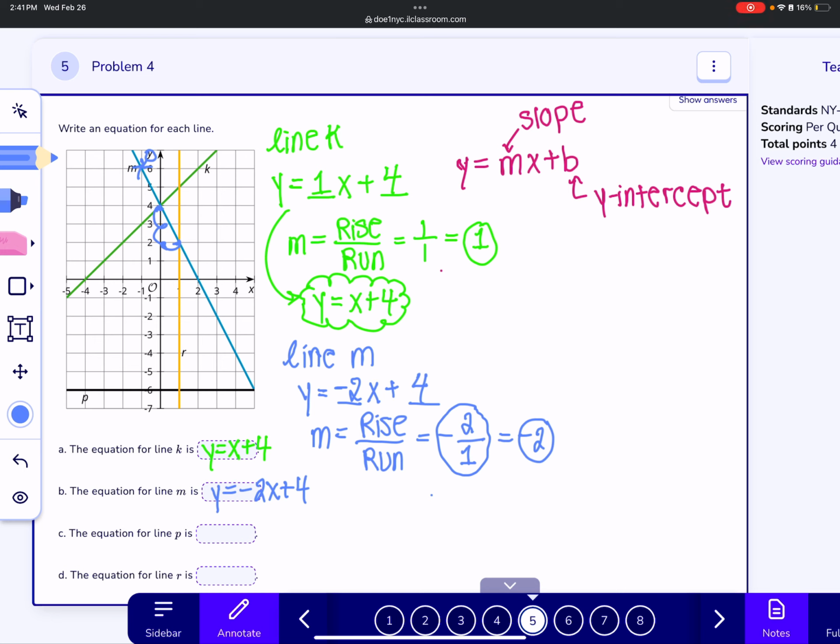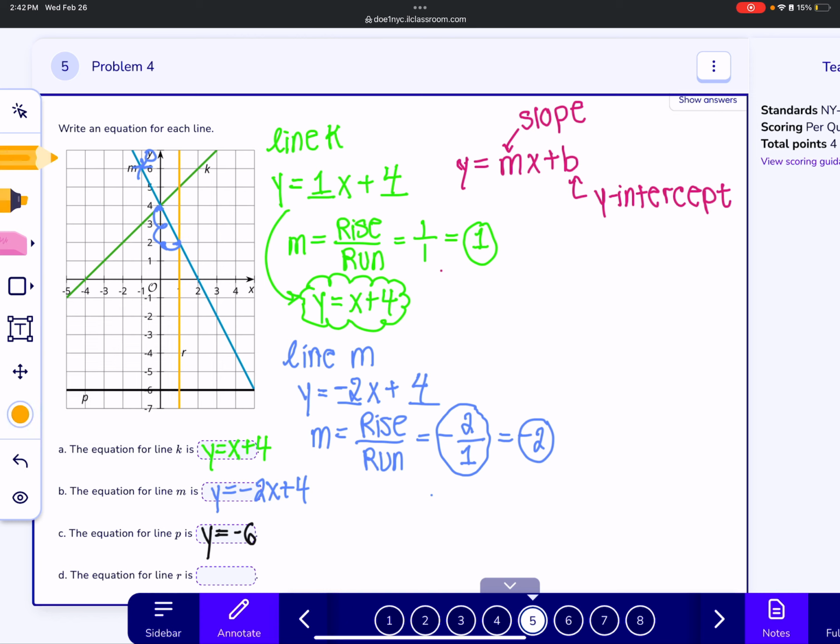Alrighty. Now we're going to focus on line P. Line P is actually a horizontal line. And we know that horizontal lines are going to be y equals a value because it crosses the y-axis. And the line P, in fact, crosses the y-axis at -6. So the equation for the black P line is y equals -6.